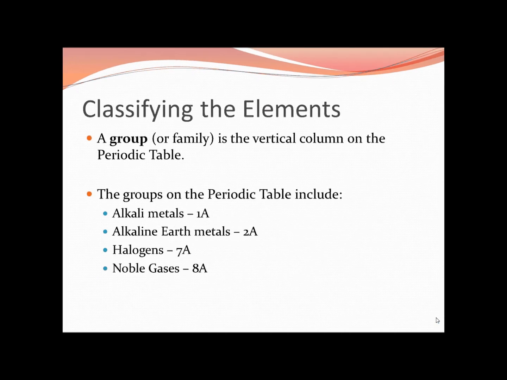To classify our elements, we have what are called groups, or sometimes they're called families. And these are the vertical columns on the periodic table. So the groups are numbered. Group 1A, the column 1A, is called the alkali metals. Column 2A are the alkaline earth metals. 7A are halogens, and 8A are noble gases. There are more names for other groups on the periodic table, but we don't have to know those.